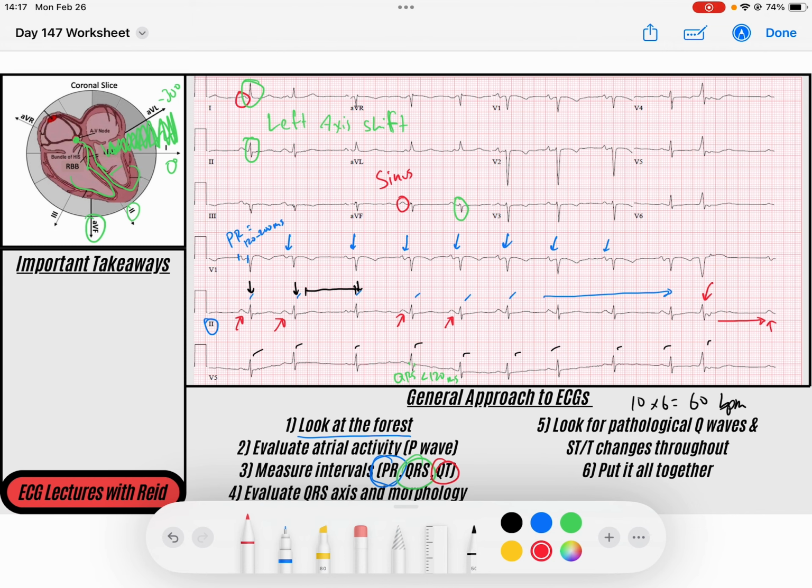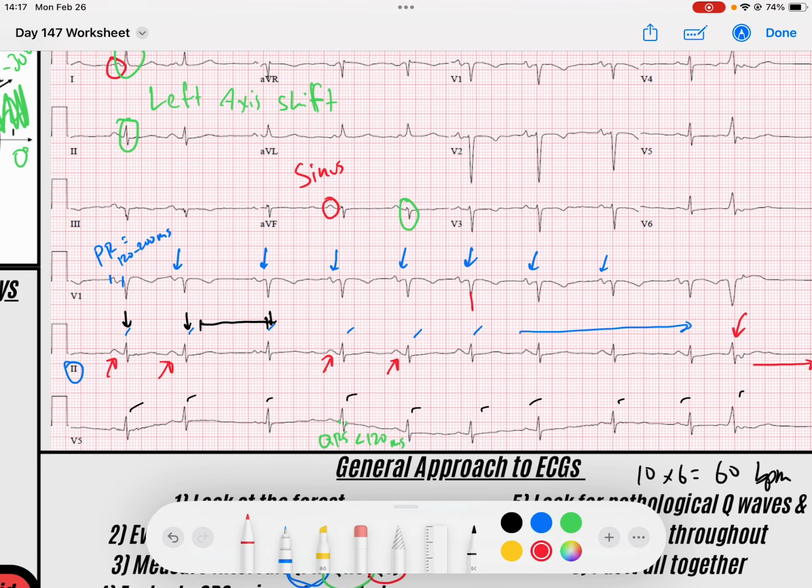We look at our QT interval, right? So I look maybe in between 2 R to R intervals here.